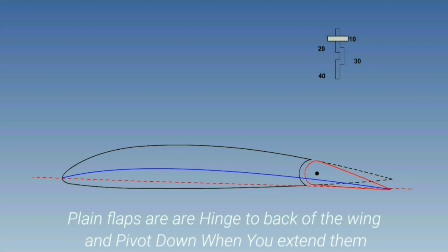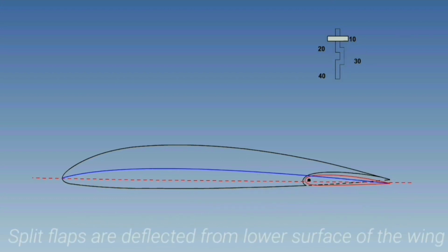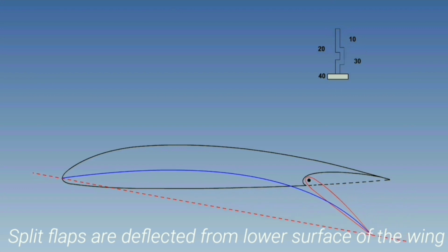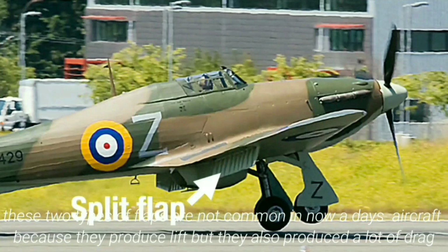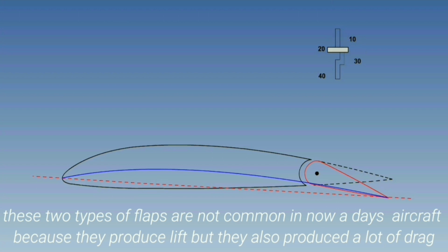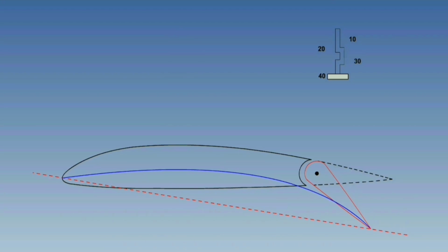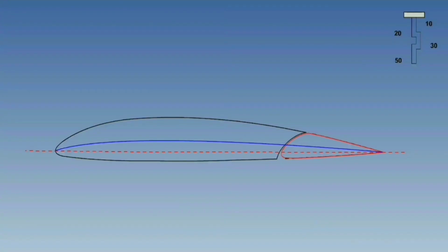Plain flaps are hinged at the back of the wing and pivot down when you extend them. Split flaps are deflected from the lower surface of the wing. These two types of flaps are not common in today's aircraft because they produce lift, but they also produce a lot of drag. In order to reduce this drag, slotted flaps and Fowler flaps are used.